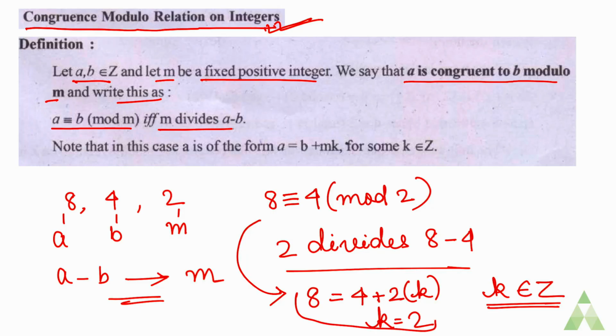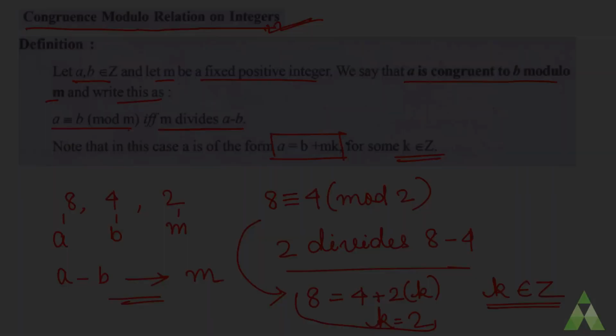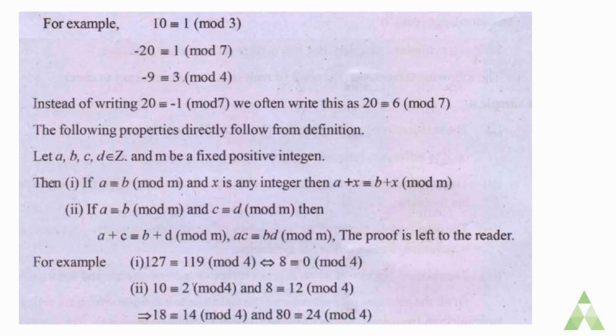So generally, we say A is equivalent to B modulo M if M divides A minus B, then we can express it arithmetically as A equals B plus MK, when K belongs to Z. Some other examples are also given here.